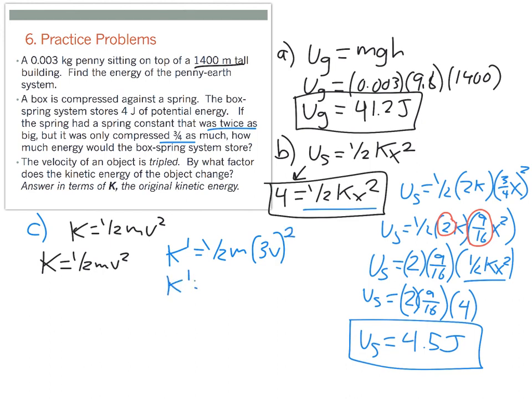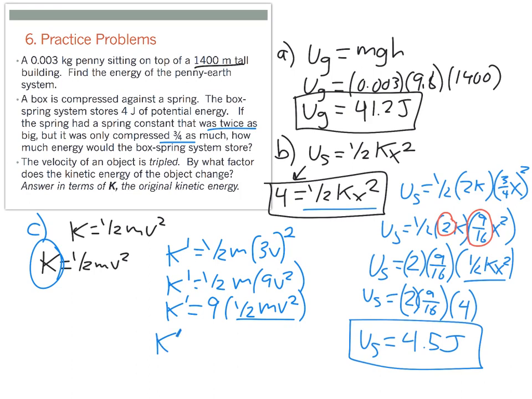Go ahead and square that 3, so K prime is 1/2 times m times 9v squared. And once again, I'm going to pull that 9 out in front here. Say K prime is 9 times 1/2 mv squared, which I know is equal just to my original K. So I can say K prime, that new kinetic energy, is 9 times my original.